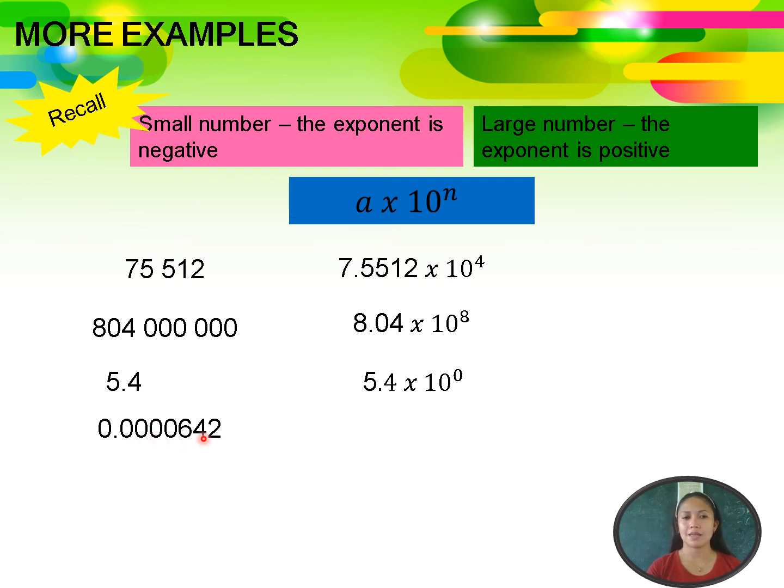0.000642. It is classified as a small number, so meaning our exponent later it's negative. So I'll find ways to satisfy the first factor. Our first factor should be greater than or equal to 1 but less than 10. So we'll move to the right. So 1, 2, 3, 4, and 5. We'll stop here because we already satisfied the condition. That's 6.42.